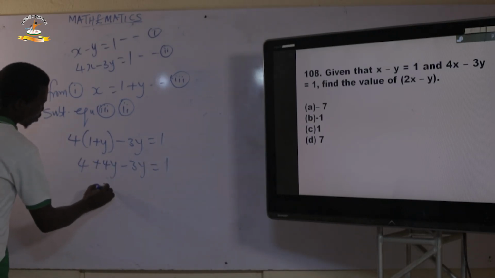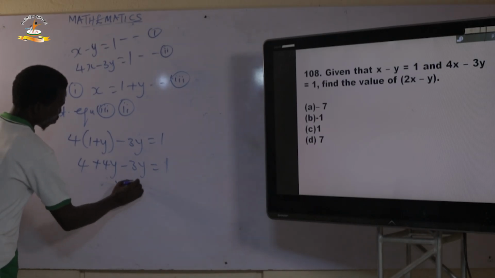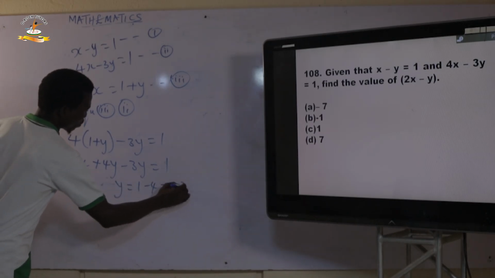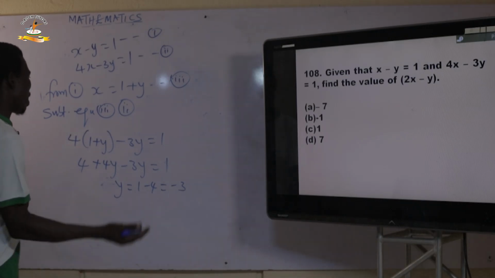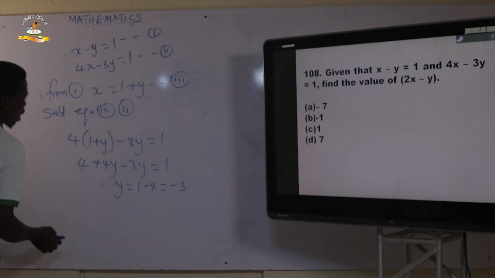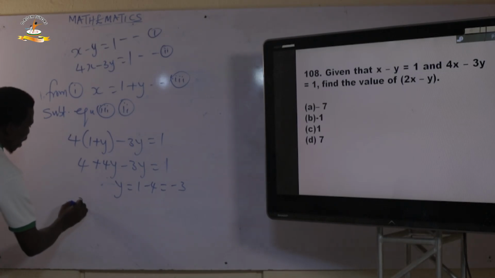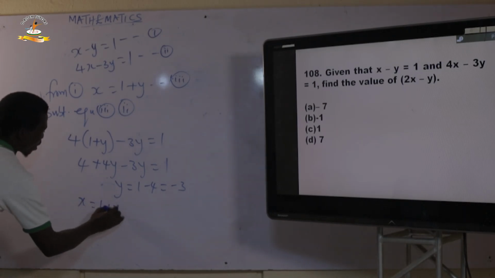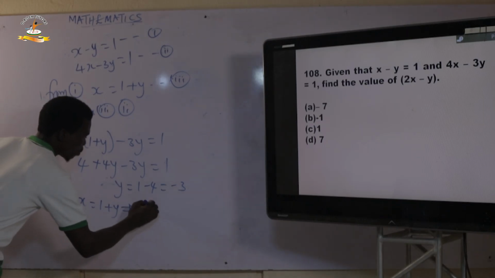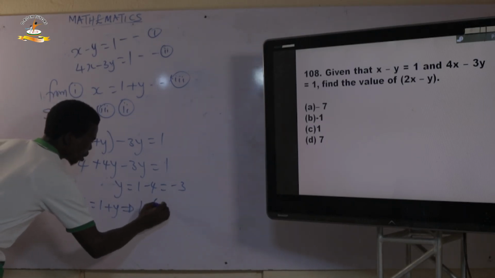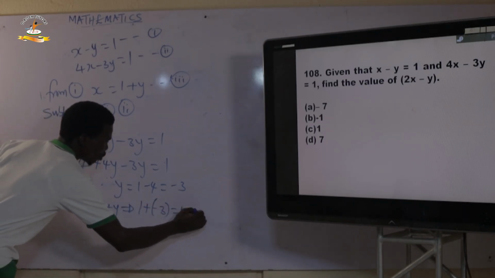and this is simply y equals 1 minus 4, which is minus 3. So our y is what? Minus 3. Then let's find our x. What will our x be? From equation 3 we say x is what? 1 plus y. It implies that our x is 1 plus minus 3, and that is 1 minus 3, which is what?